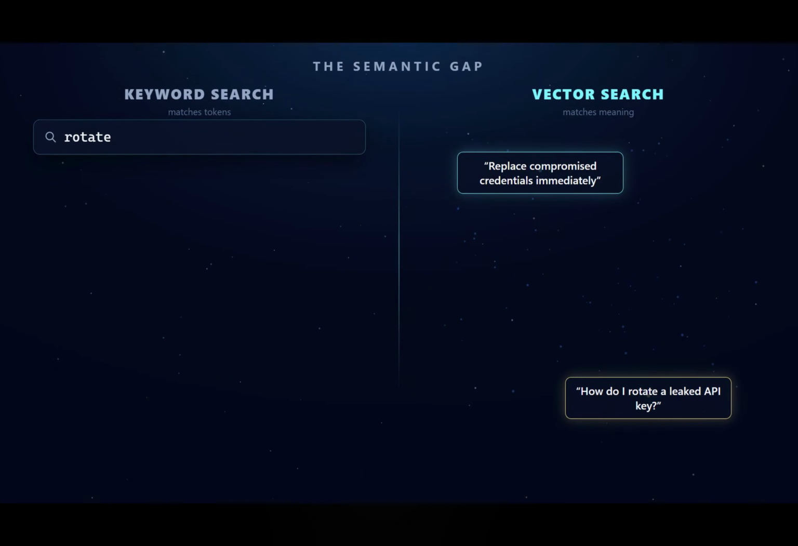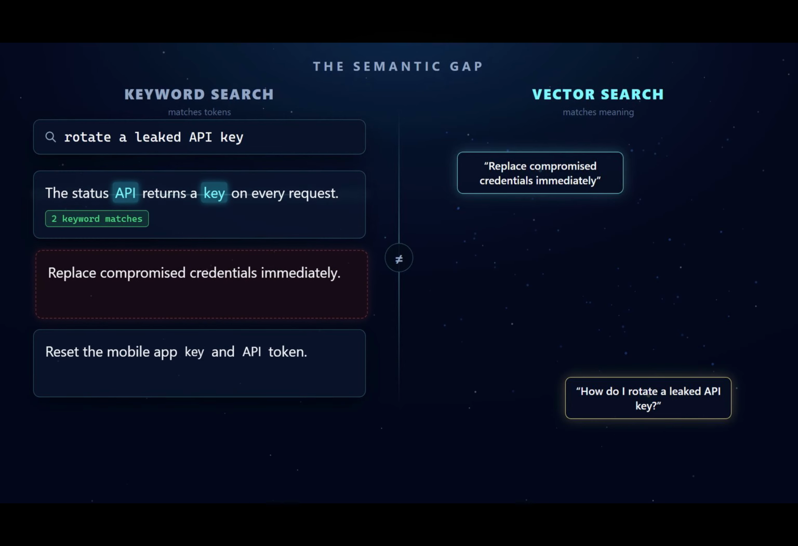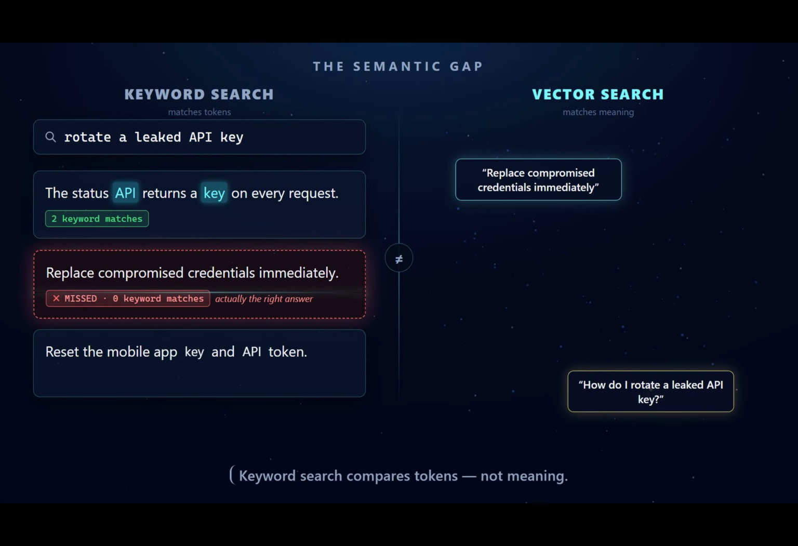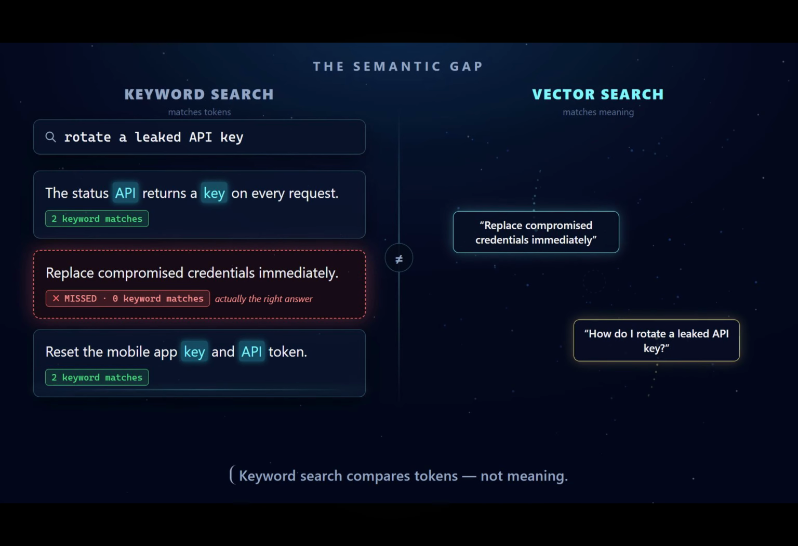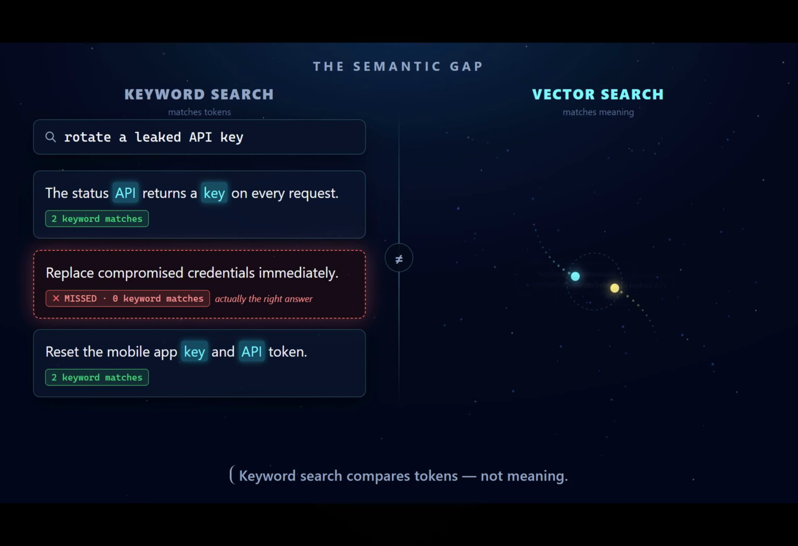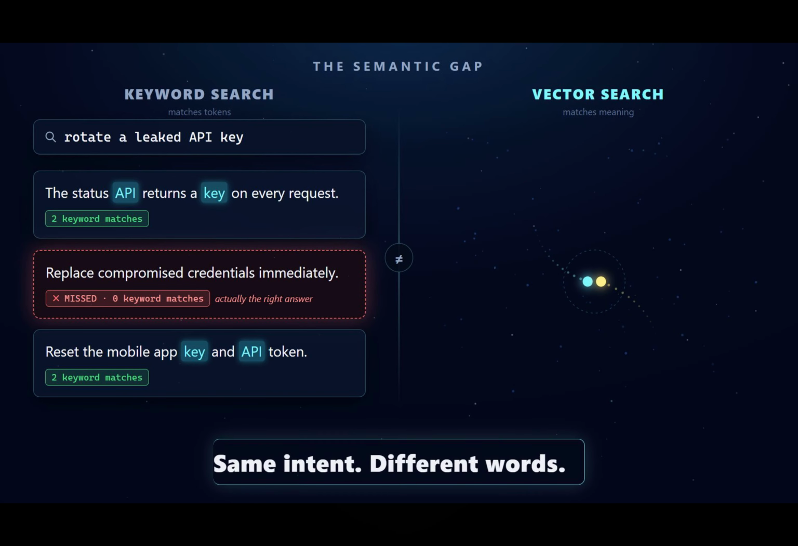Imagine your documentation says, "replace compromised credential immediately." A user searches, "how do I rotate a leaked API key?" Those sentences are closely related, but they share very few exact words. A basic keyword search may miss the connection because it compares words and not meaning. This is the semantic gap.